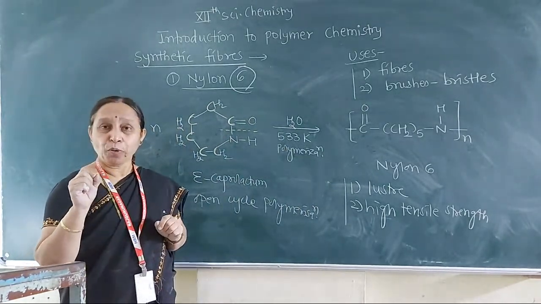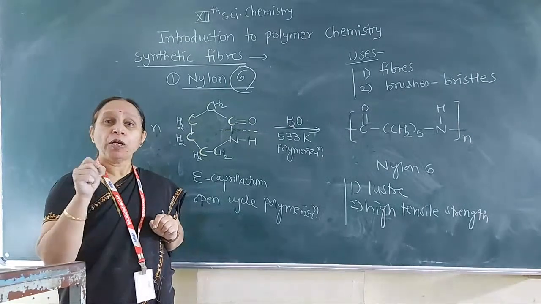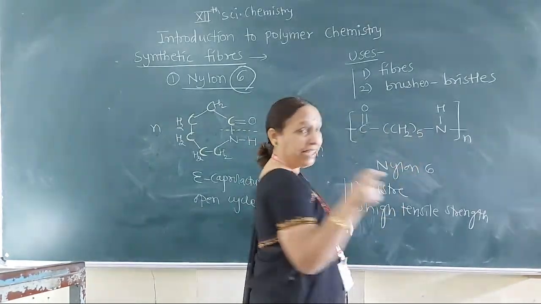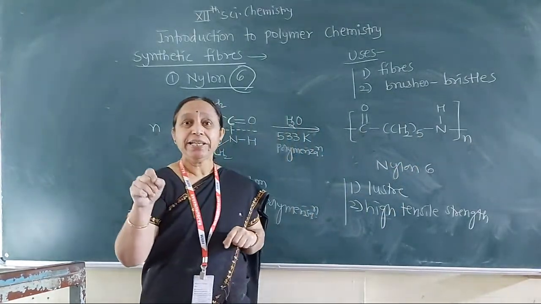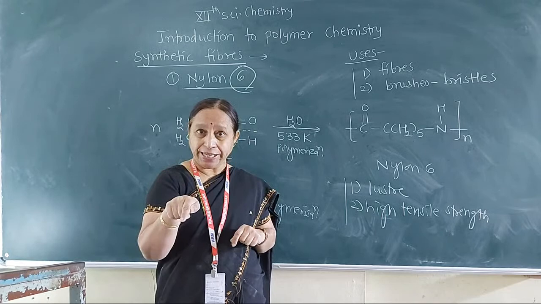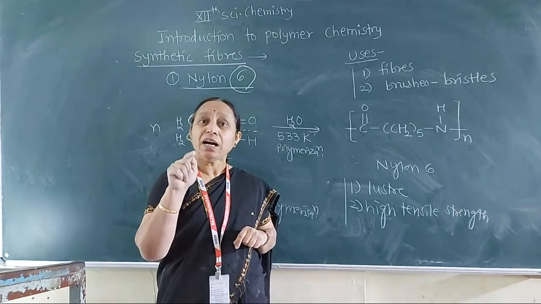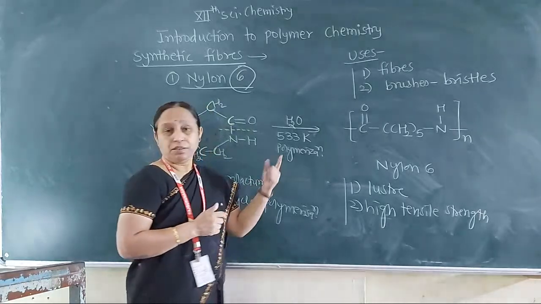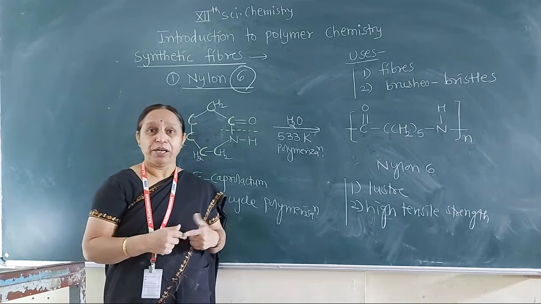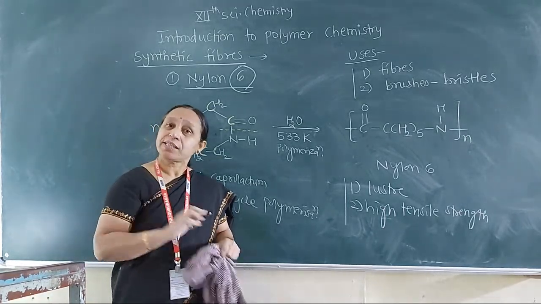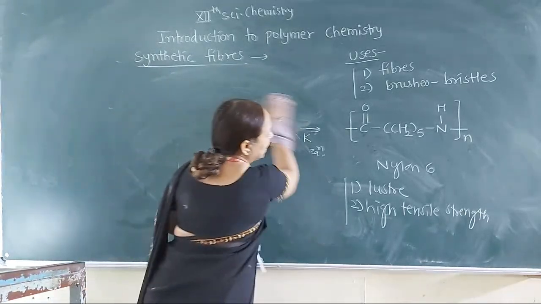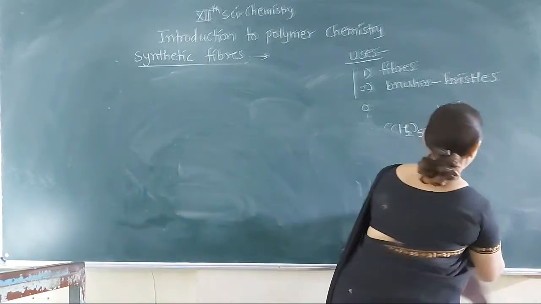It is a homopolymer. It is a polyamide fiber as it contains CONH linkage. CONH linkage is amide linkage. This amide linkage is repeated and thus it is a polyamide fiber. Now we will move to the next fiber. Next synthetic fiber, and that is nylon 66. Another synthetic fiber, nylon 66.